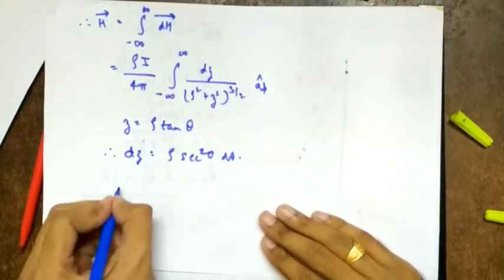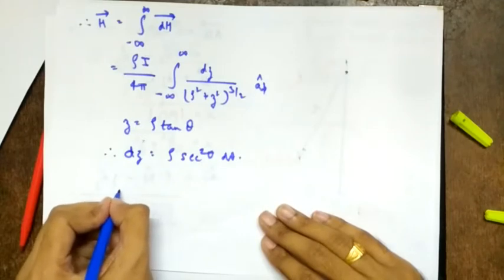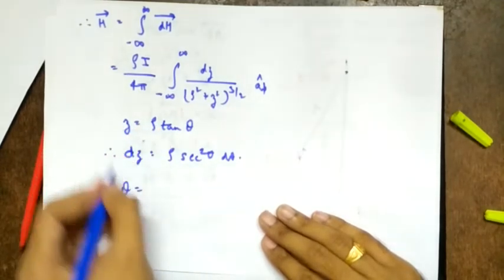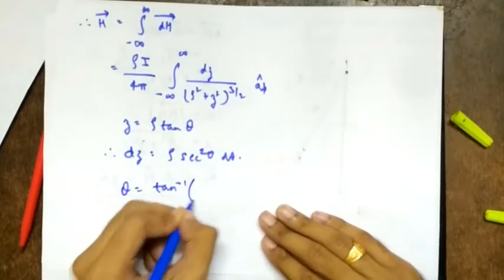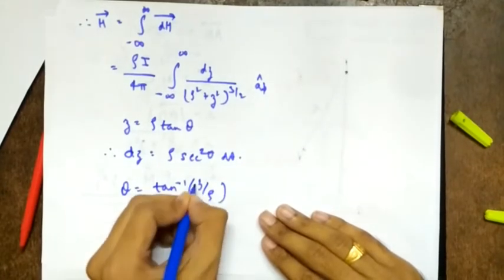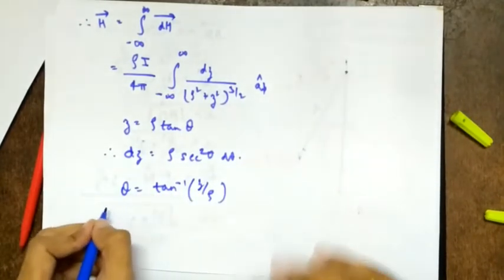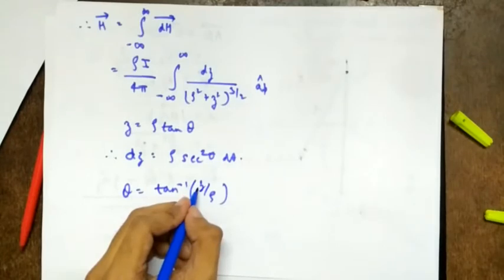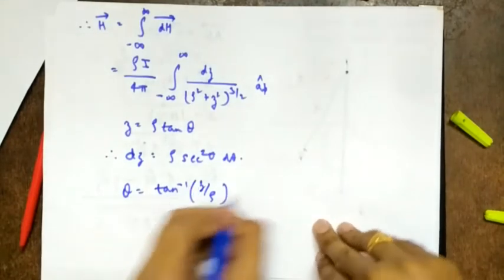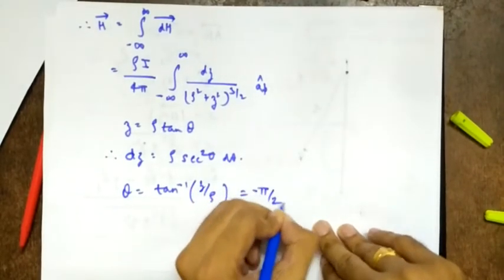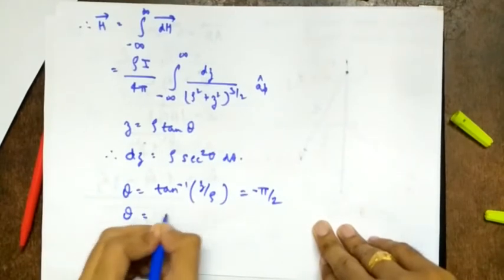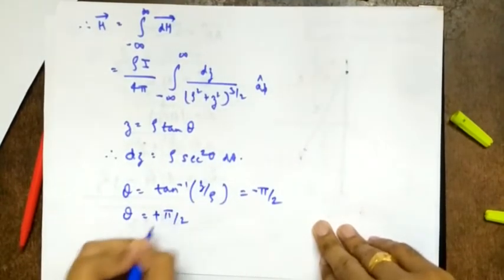So we need to find theta, right? Theta from this will be tan inverse of z by rho. Here z goes from minus infinity, so this will be minus tan inverse of infinity, which is minus 90 degrees, minus pi by 2. The other limit will be plus infinity, so plus pi by 2, right?